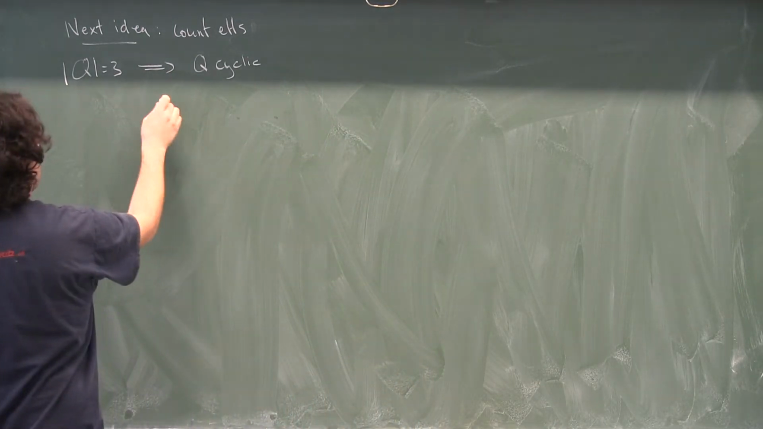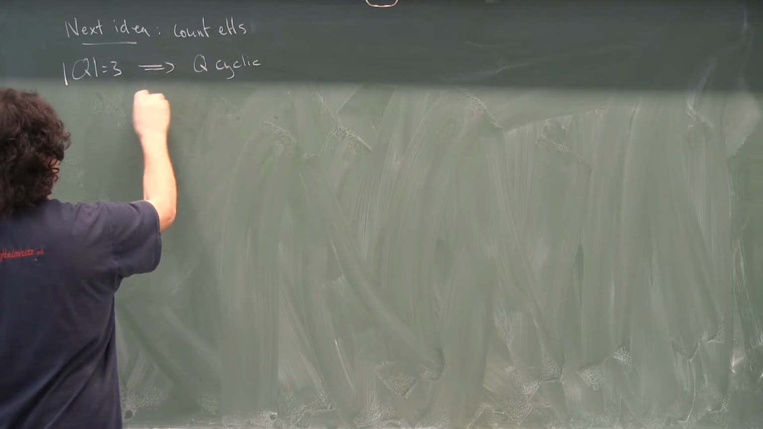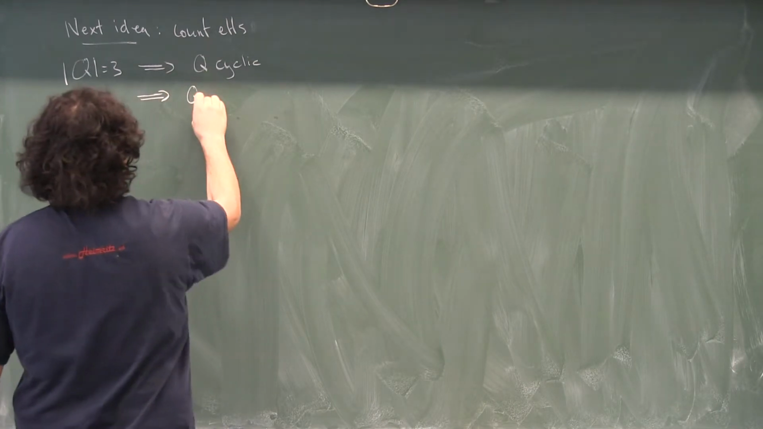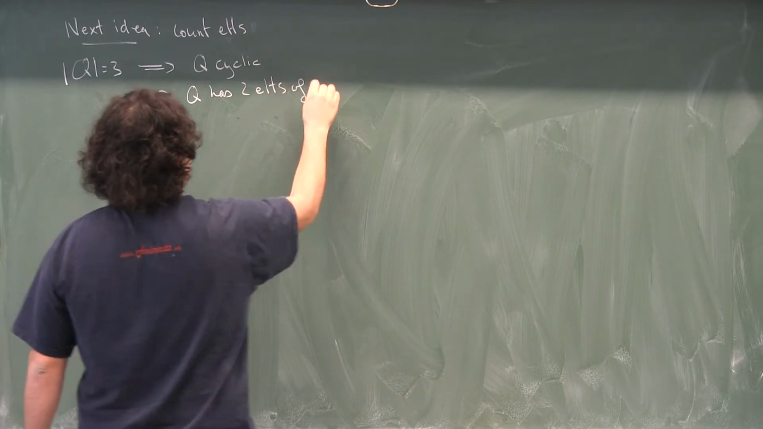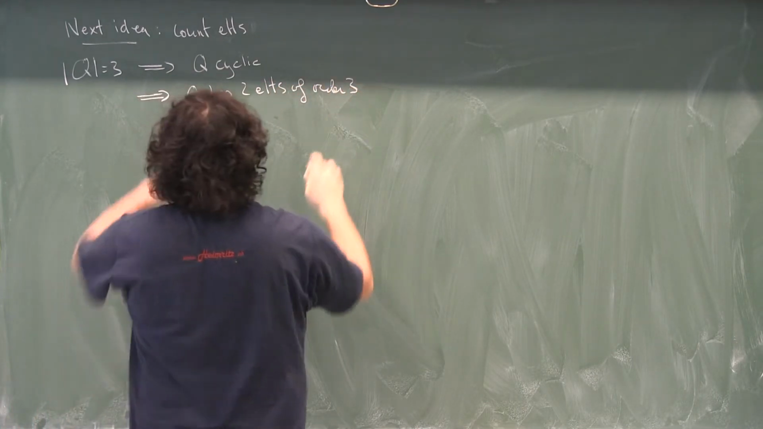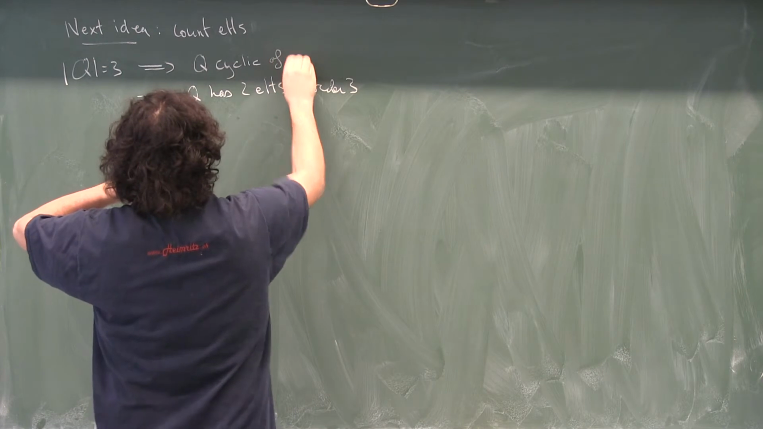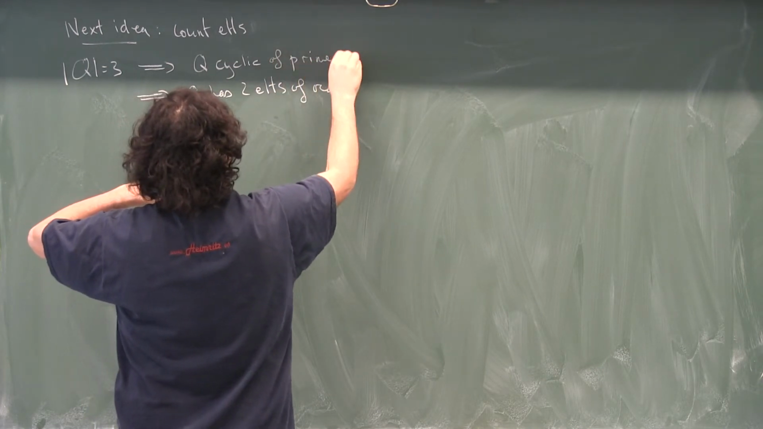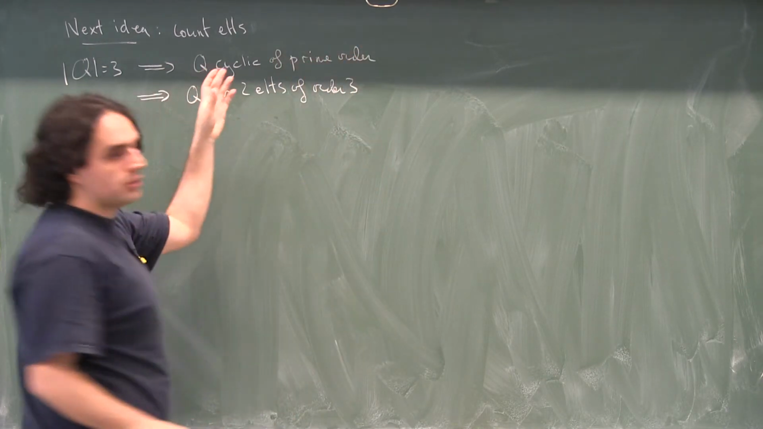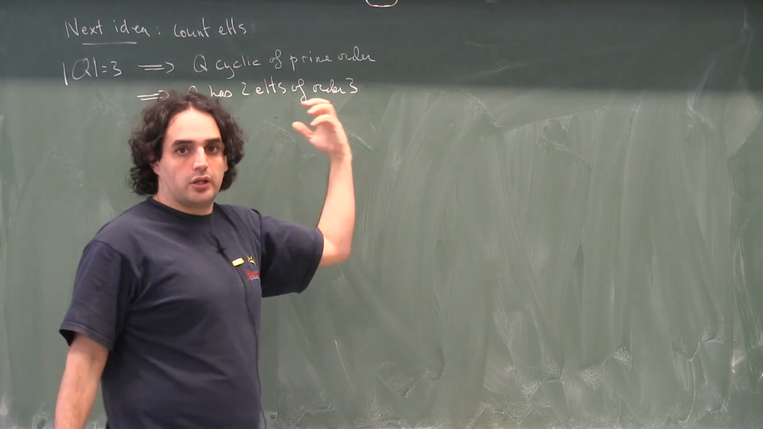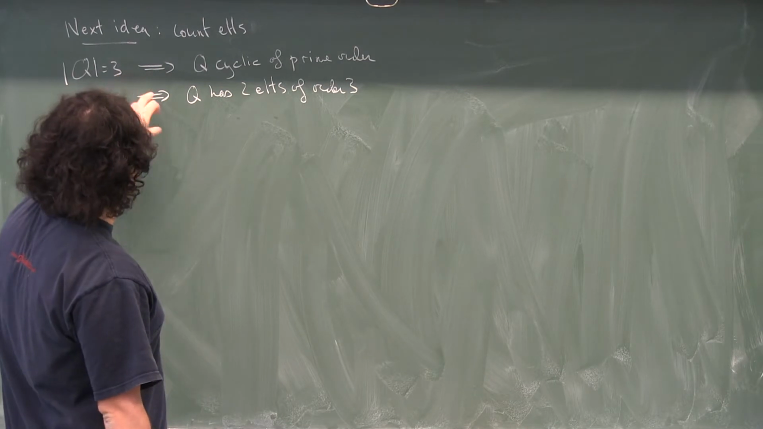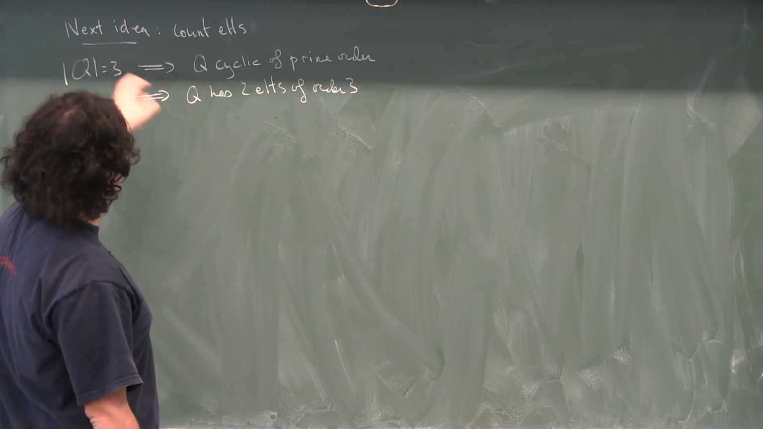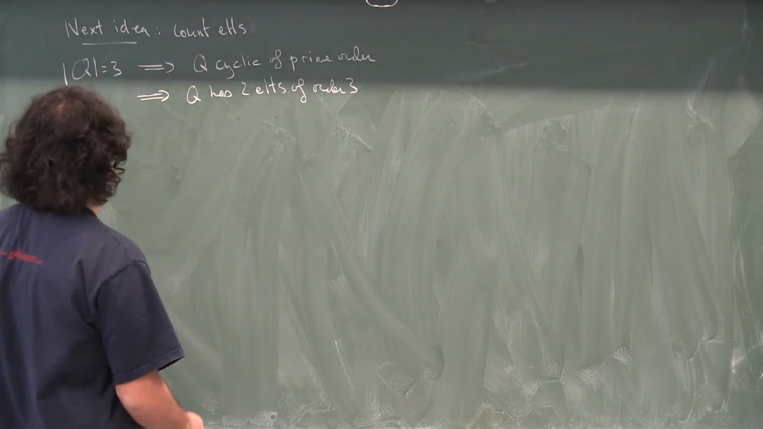Now, this implies that Q has 2 elements of order 3 because it's cyclic of prime order. It means that any non-identity element is a generator, that is, has that prime order. In this case, we have the identity and we're left with 2 elements of order 3.